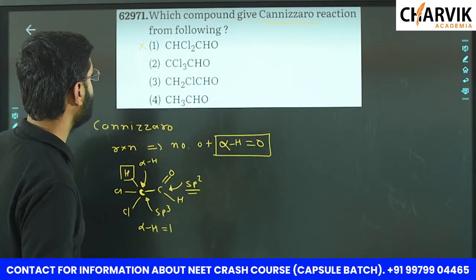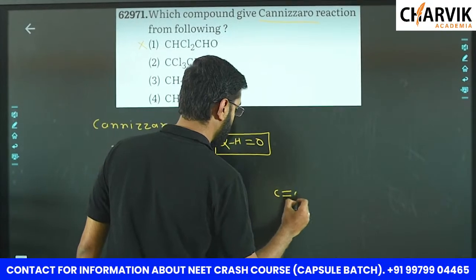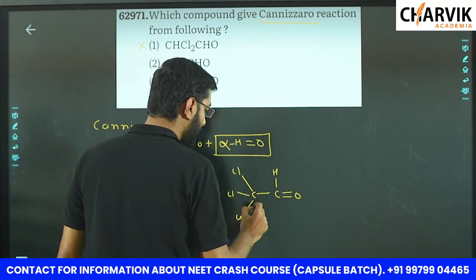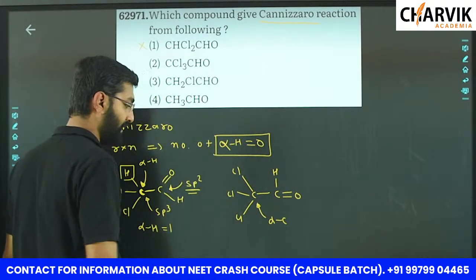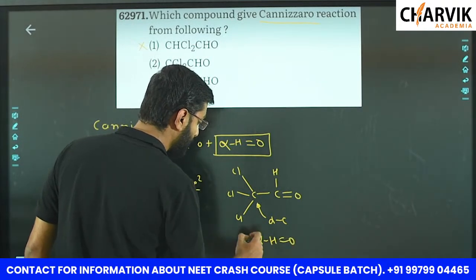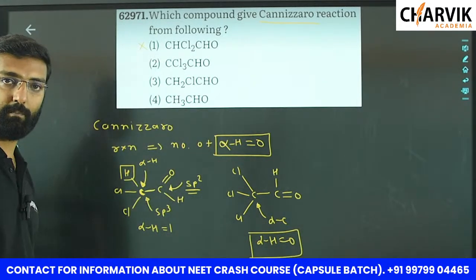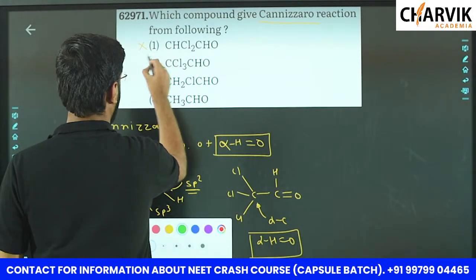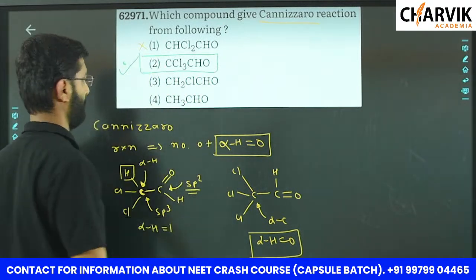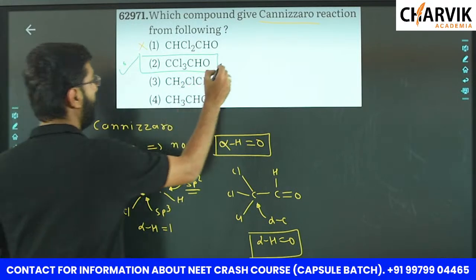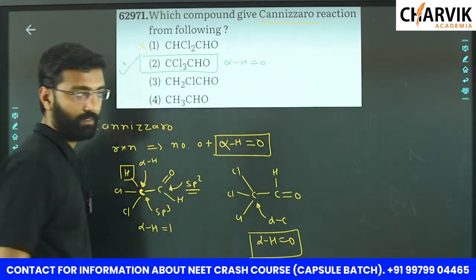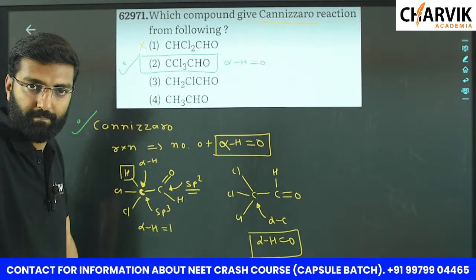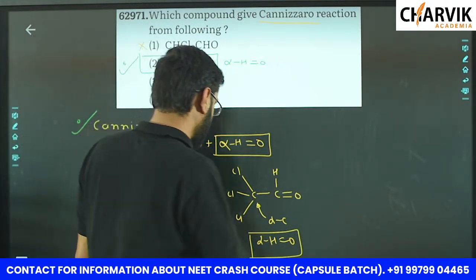Second, CCl3CHO, C double bond O H with CCl3. Here you can see this is the alpha carbon, but the number of alpha hydrogen is 0, friends. So the second option is correct. If alpha hydrogen is 0, then Cannizzaro reaction will take place easily. Got it? Okay. Move to the next question.